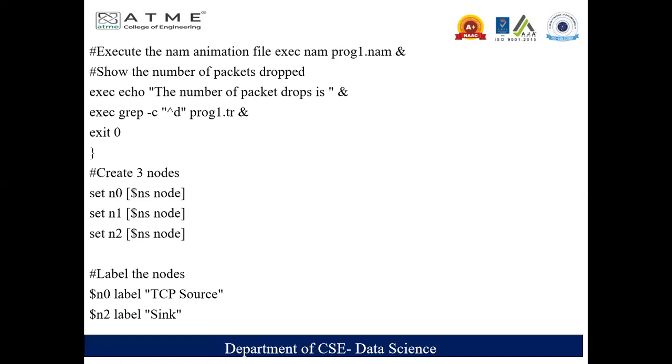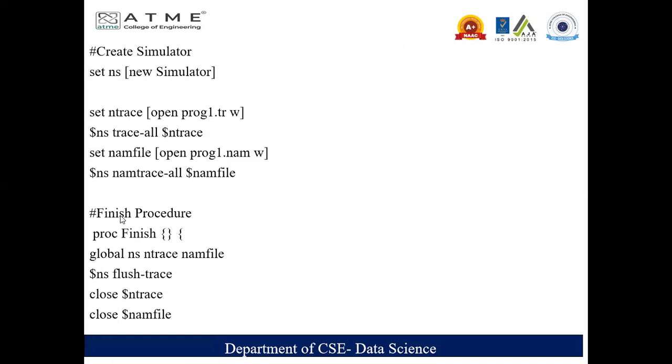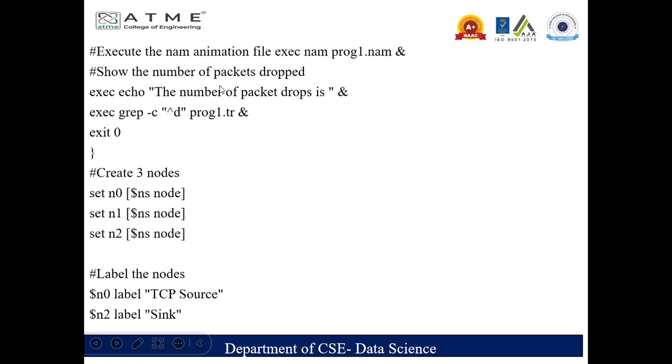After this, we are going to execute the finish function. So proc finish is the procedure, the function name finish. Then we are using the trace file and the nam file. So flush trace means, once all the execution is done, clear everything. Flush trace, close the trace file, close the nam file, and then execute the animation file, that is program1.nam.